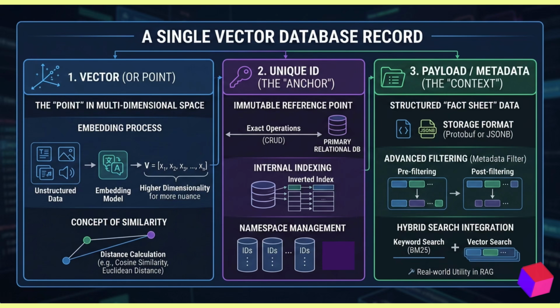For developers like you, the ID is the bridge between your vector store, like Pinecone or Milvus, and your primary relational database, like PostgreSQL. The database uses this ID to manage its internal inverted index. When the vector search engine finds the nearest neighbors, it returns a list of these IDs. If you need to update a record, like let's suppose the user edited their profile bio, you don't search for the vector. You target the unique ID to override the old vector with a newly generated embedding.